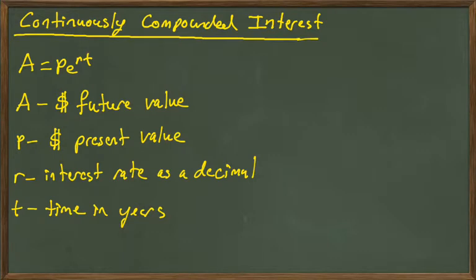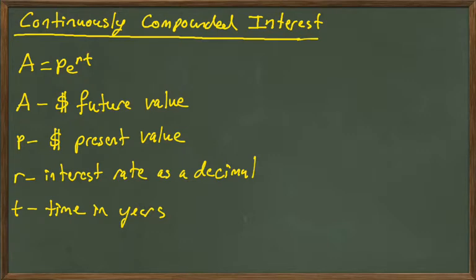So the amount is going to be equal to Pe to the rt. e is going to be approximately 2.71. We don't want to use that. We want to use the e in your calculator, because if you use 2.71, you're introducing a lot of rounding. A is going to be your future value, so same as the other one. P is your present value or your principal. r is an interest rate as a decimal, and then time is in years.